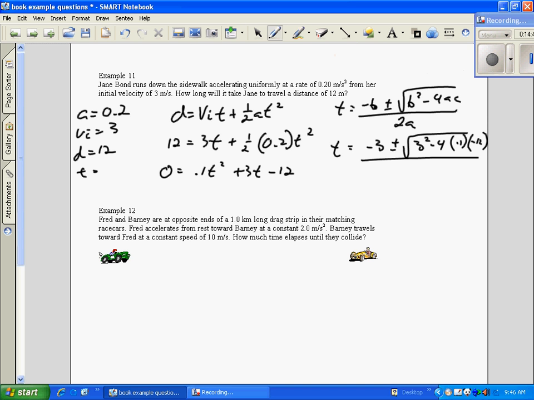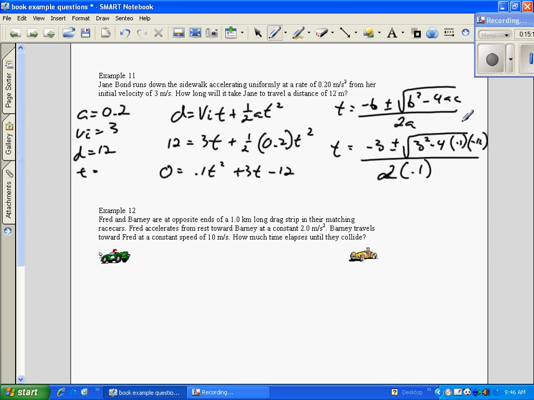And where is 0.1 coming from? A, B, C. You remember the quadratic formula? A, B, C. Now, can you solve that in your calculator? You'll have to. Can you eliminate one of the two?